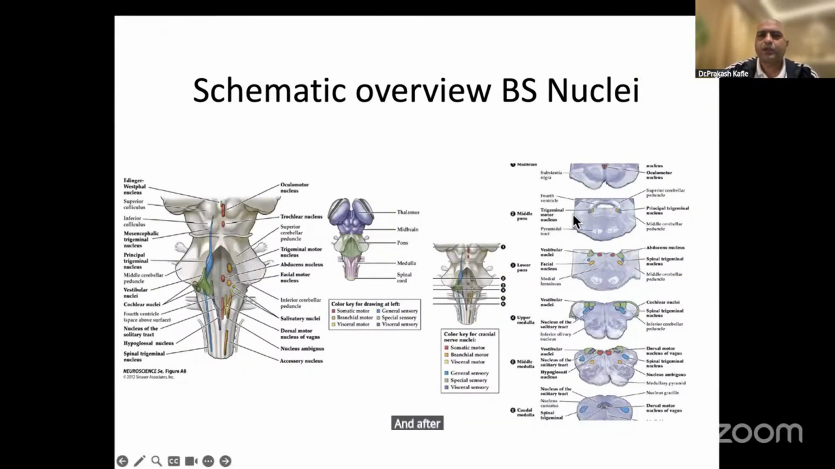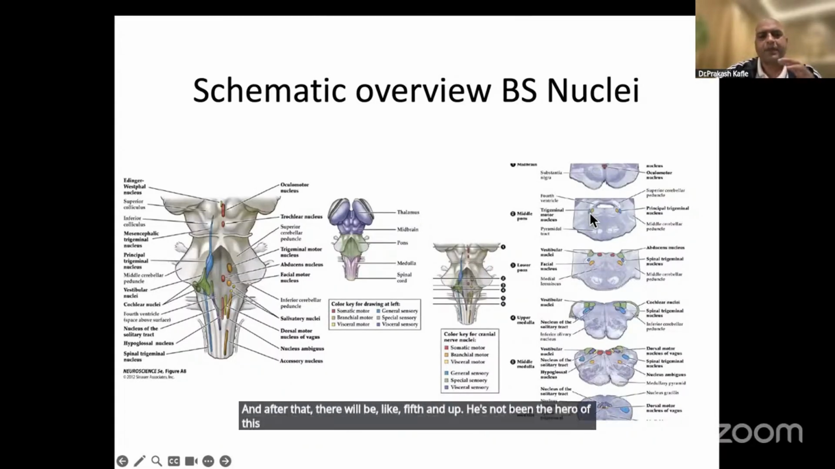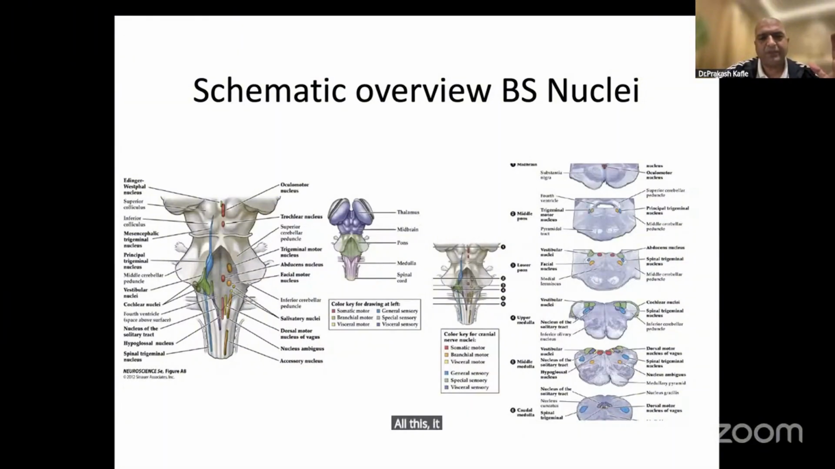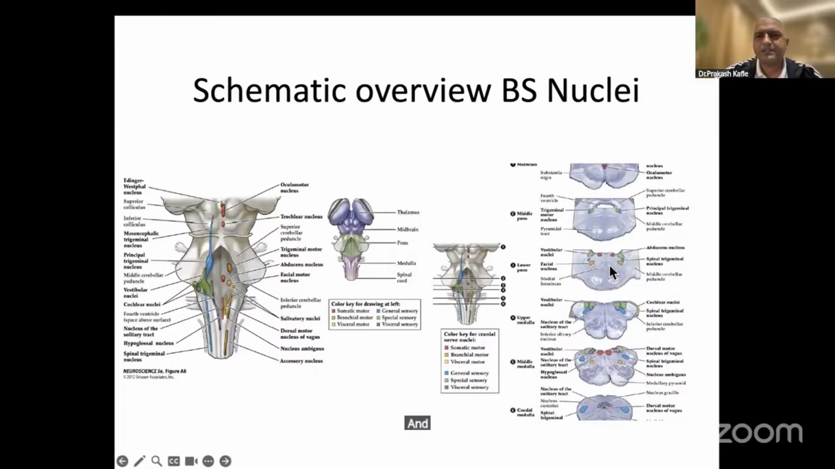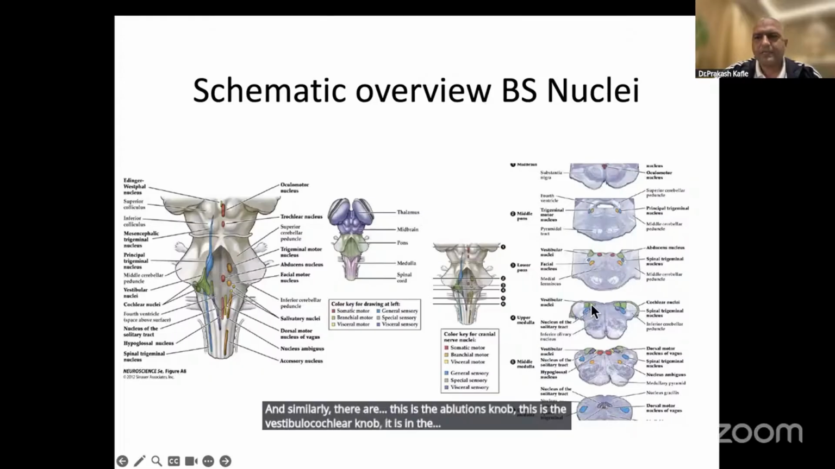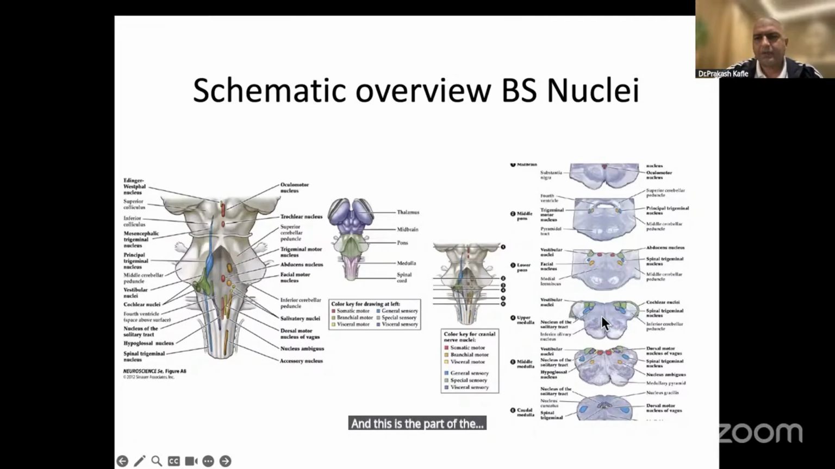And after that, there will be the 5th nerve. The 5th nerve is the hero of this brainstem, you know. It has many nuclei, in the midbrain, pons, and medulla. So it is one of the heroes of the brainstem, though there are others as well. Similarly, this is the abducens nerve, this is the vestibulocochlear nerve. It is in the upper medulla as well. And these are the trigeminal nerves, and trigeminal has 3 nuclei for sensory and others as well. And this is the part of the upper medulla where all these vestibulocochlear nuclei are located.